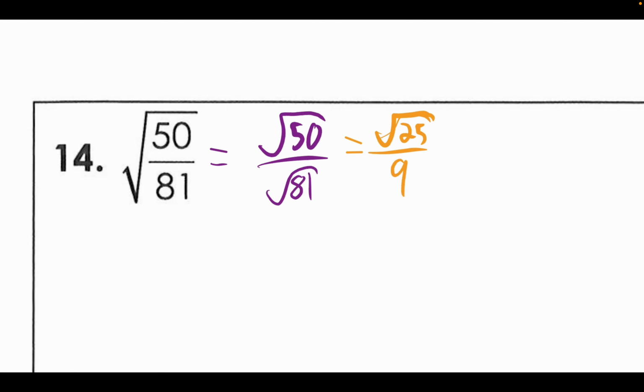Oh, sorry. The square root of 50 is the square root of 25 times the square root of 2, and the square root of 81 is just 9. And then the square root of 25 times the square root of 2 is just 5 times the square root of 2. And so you get 5 times the square root of 2 over 9, and the regular numbers, 5 and 9, don't simplify, so you're done there.